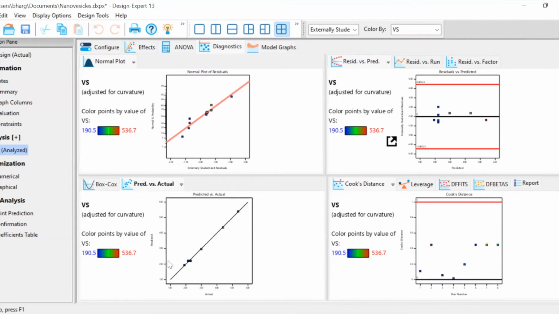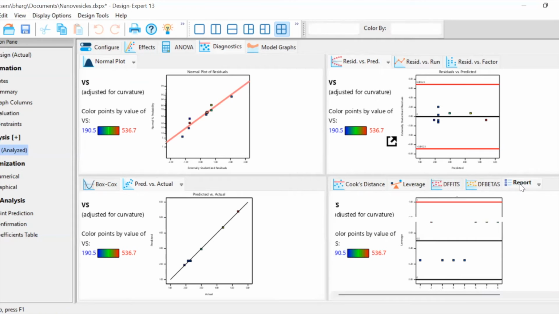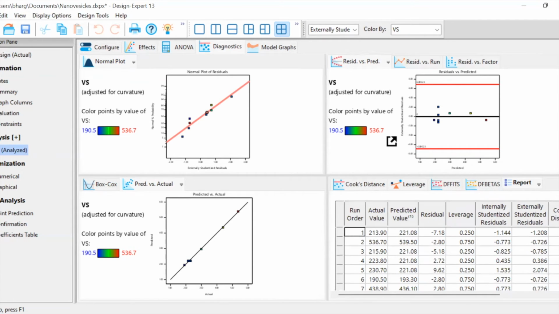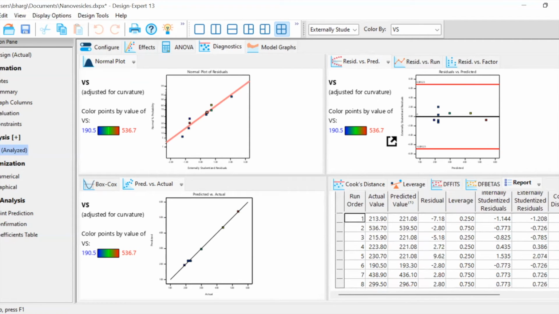And further from the predicted versus actual values, once you place the cursor onto the points, you can observe from the left bottom that predicted values and actual values are very close to 1, which indicates that predicted values are very close to actual values. And Cook's distance indicates the point should not be close to an outlier. And the next one is the leverage plot, and even this should not be close to 1. And if it is close to 1, it can be reduced by replicating the points. And the same thing can be observed in the report, that is Cook's distance, leverage, and other plots.